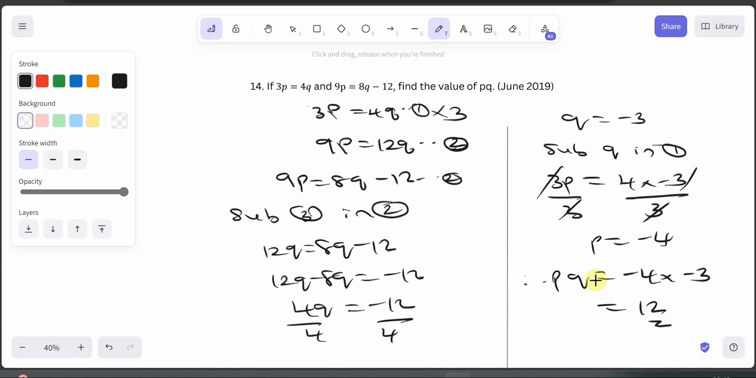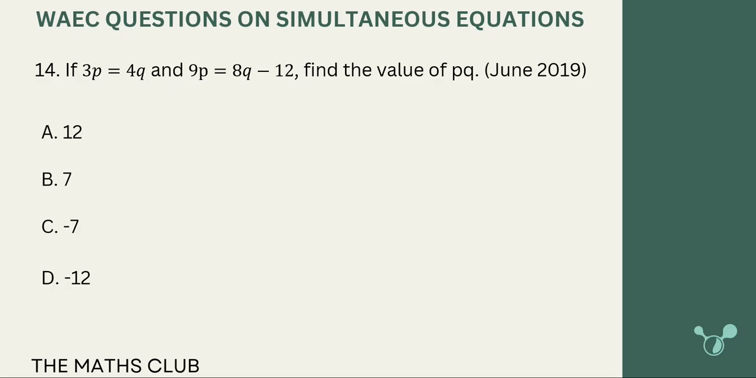If you got the same thing, well done to you. Let's see if we are both correct. That will be option A.